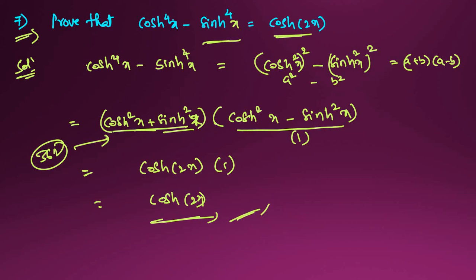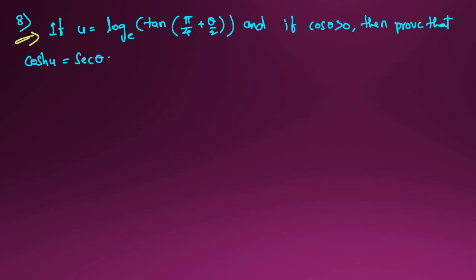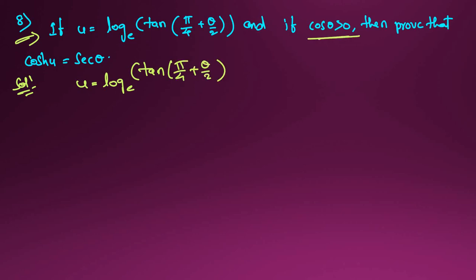Now move to the eighth question. The eighth question is given. The question is: u is equal to log base e of tan(π/4 + θ/2). If this is given, we have to prove that cosh u is equal to sec θ. This is the given question in the textbook.